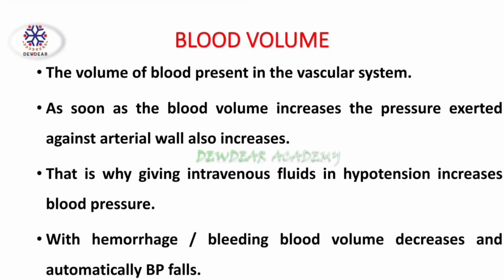Next is the blood volume. It is the volume of blood present in the vascular system. As soon as the blood volume increases, the pressure exerted against the arterial wall also increases. That is why giving IV fluids in hypotension increases the blood pressure. With hemorrhage and bleeding, the blood volume decreases and automatically BP falls.